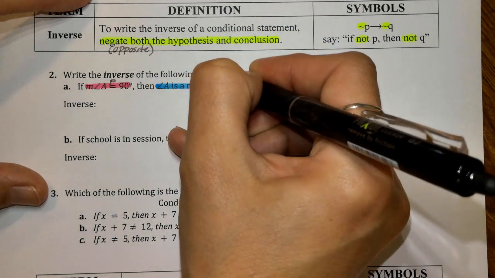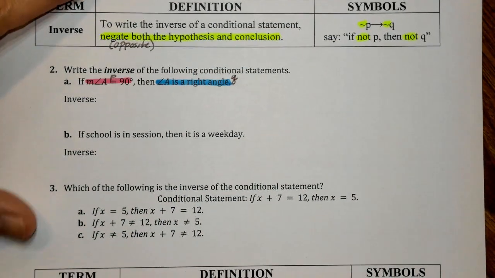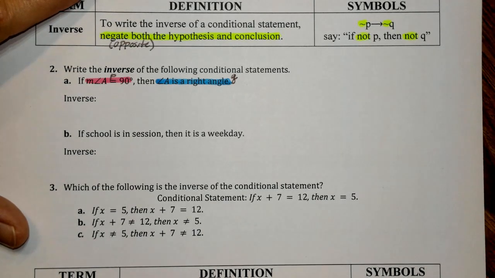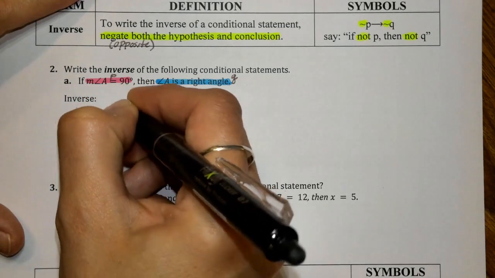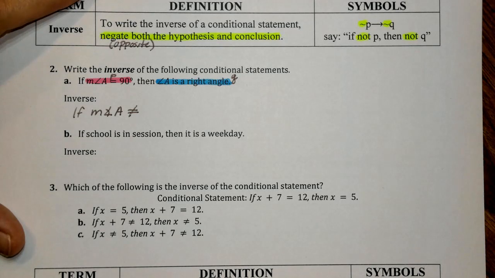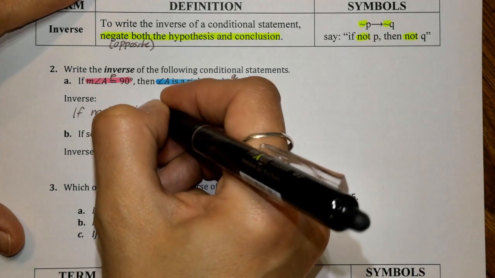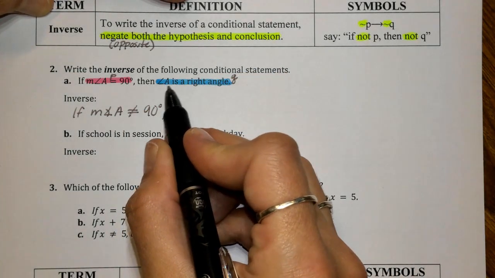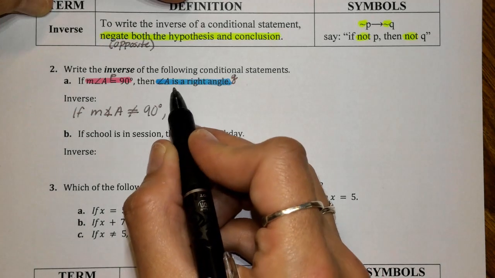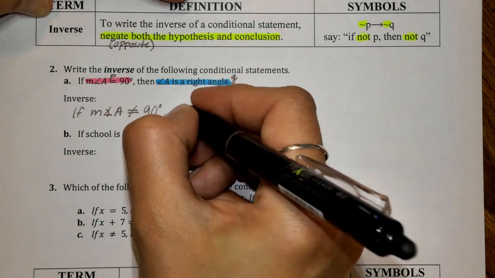Again, you see I am not highlighting ifs or thens. You never do, never. The inverse, we're going to keep P and Q where they're at, but we're going to change it to the opposite. So the first one says if the measure of angle A equals 90. So we want to say if the measure of angle A is not equal to 90. So this is how we'll write it. If the measure of angle A not equal is an equal sign with a line through it, not equal to 90 degrees, comma, then we need to change this one too. Angle A is a right angle. We need to change to angle A is not a right angle.